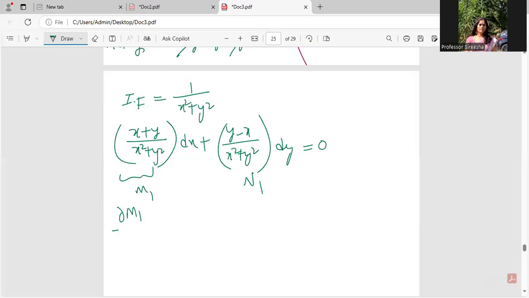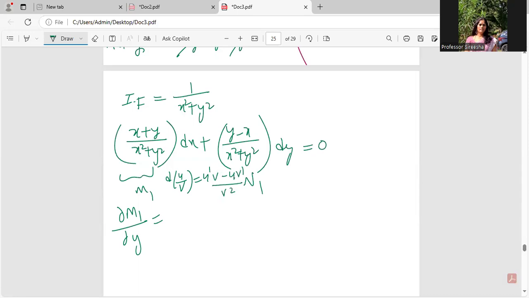Dou M1 by dou y. How do I do it? The UV rule I have to be applying. I'll just show you. What's the U by V rule? It is V U prime minus U V prime by V squared.